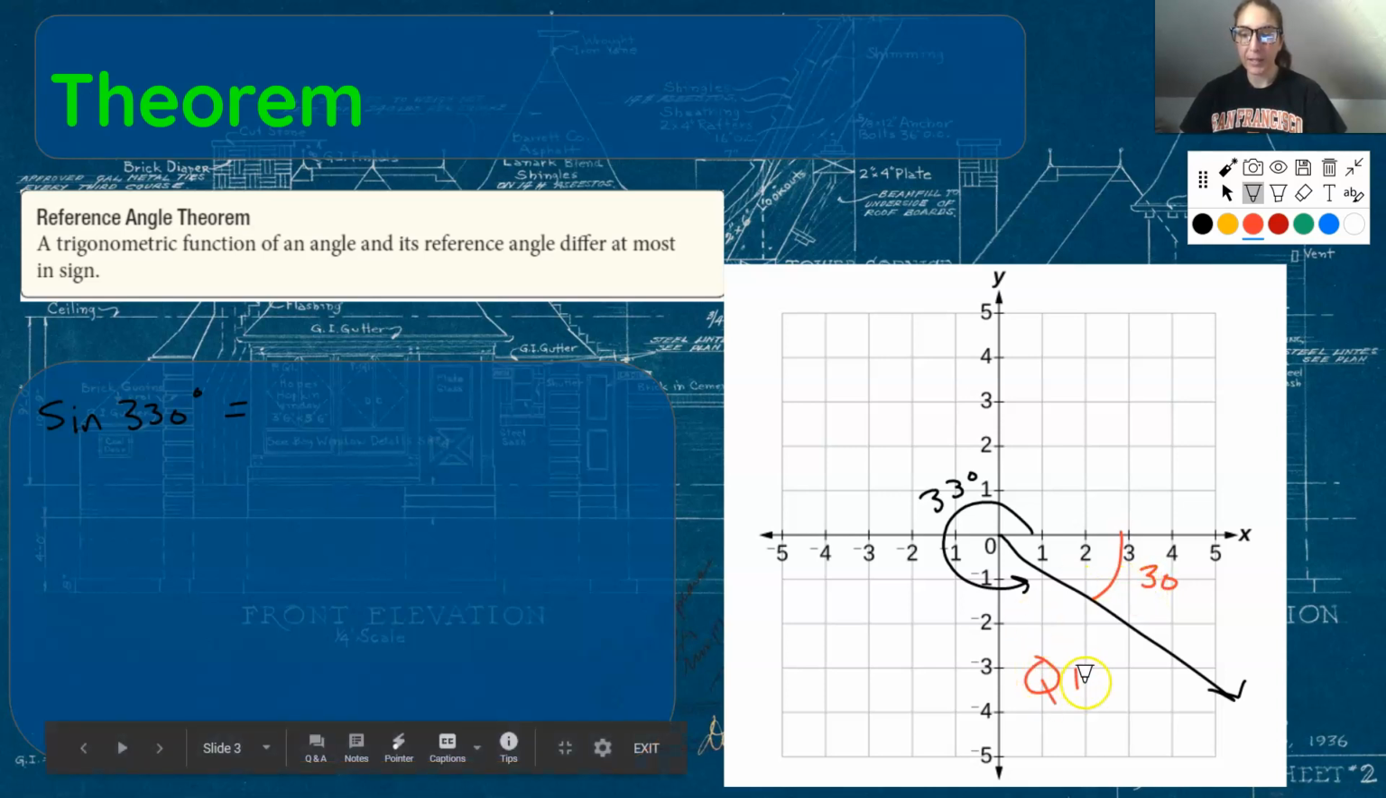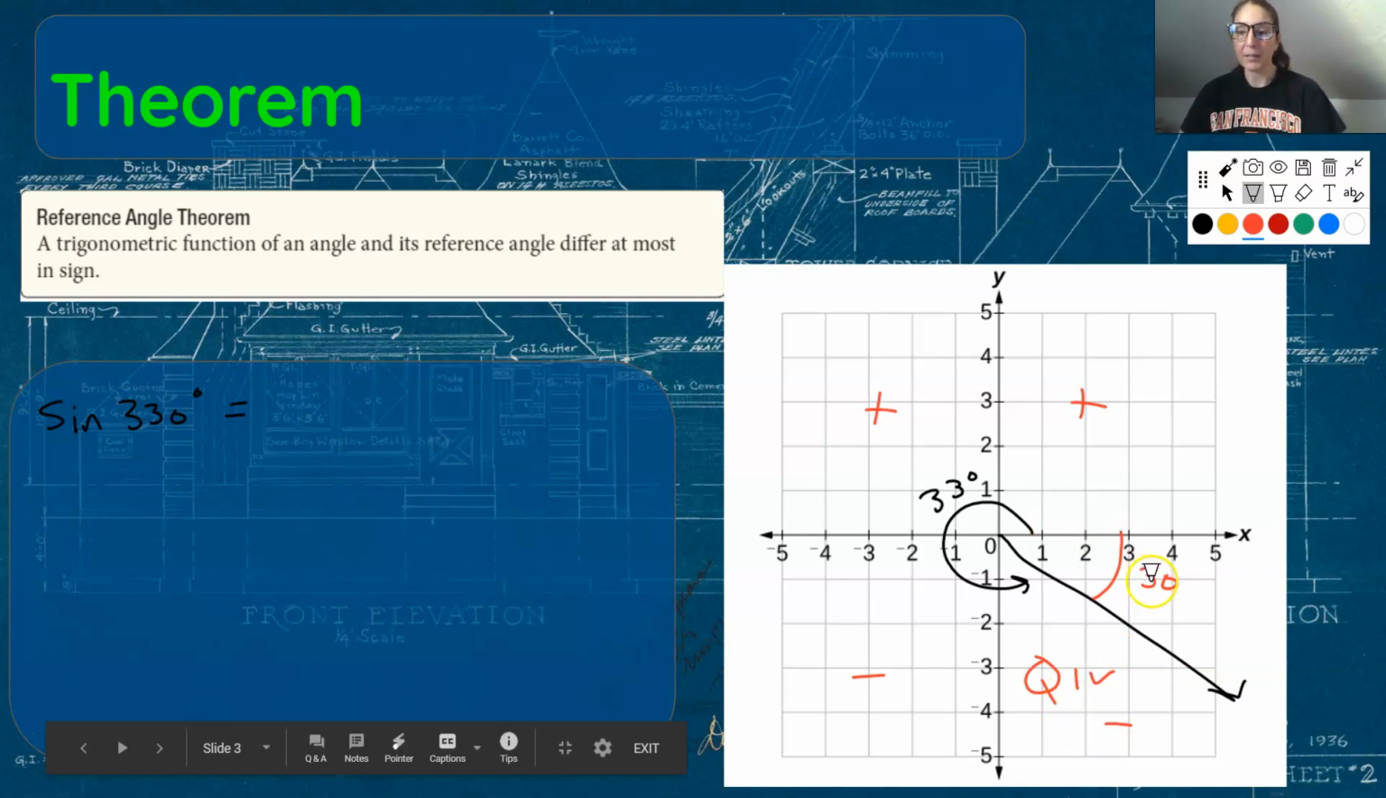I'm going to recognize that I'm in quadrant 4. And where is sine positive and negative? Well, sine is positive, positive, negative, and negative. So I know whatever my answer is, I need to get a negative number. So instead of taking sine of 330, I can take sine of the reference angle, and I just have to keep in mind that I'm in quadrant 4, and my answer needs to be negative.